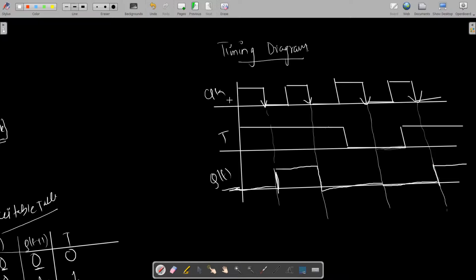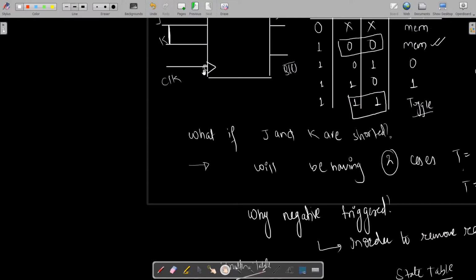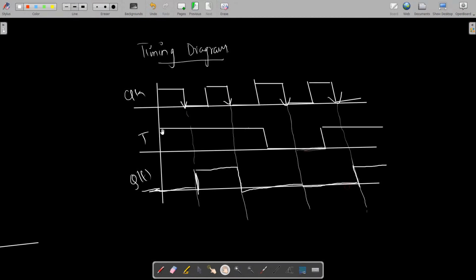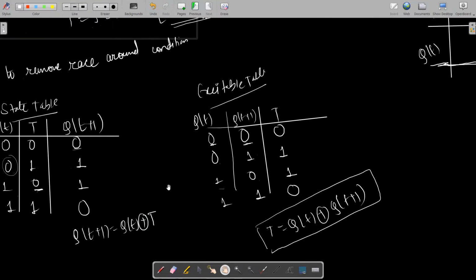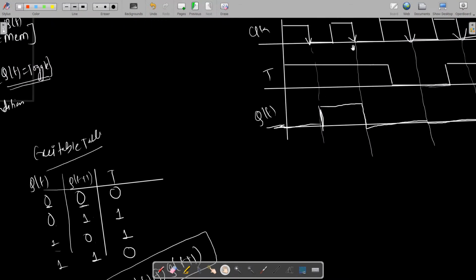I will explain it again. For the clock, as this is negative edge triggered, in order to avoid the race around condition, we have inserted a NOT gate before applying the clock. So it is negative edge triggered. I have just given an input T. Initially, I have assumed Q of t to be 0. Till here, the output will follow the previous output. When T is 1, as you can see over here, it toggles the case. That means 0 becomes 1. In the next case, again it is high. T is made 1 for the next clock. 1 means it will toggle the case. Our previous output was 1, now it will be 0.